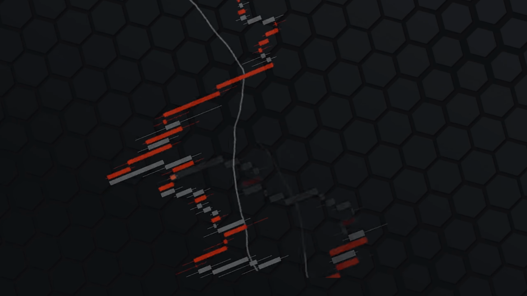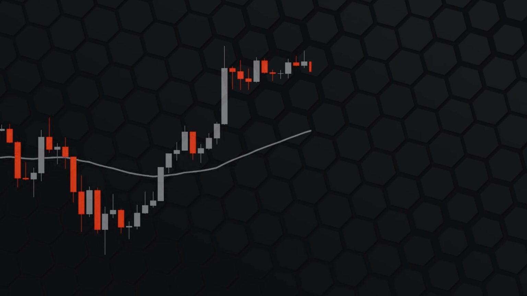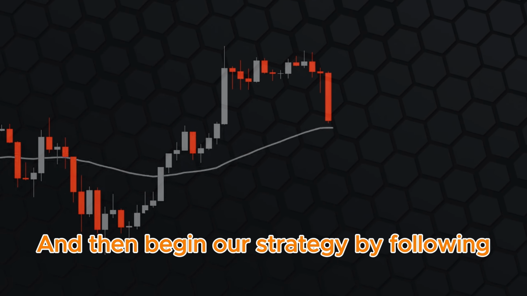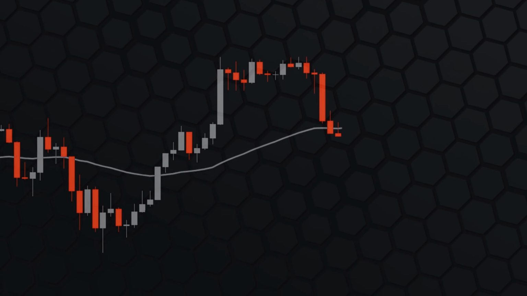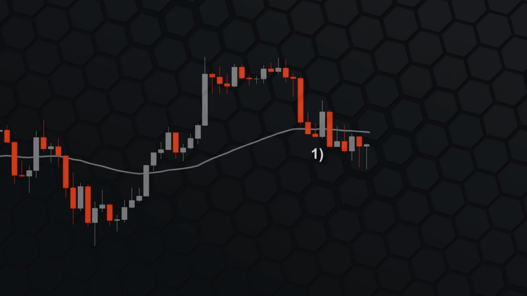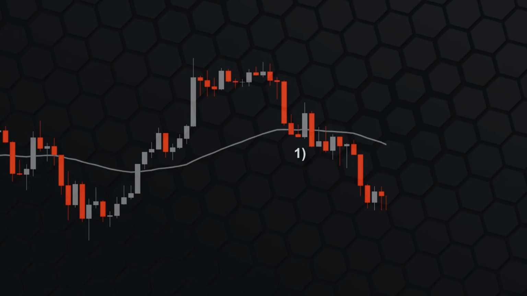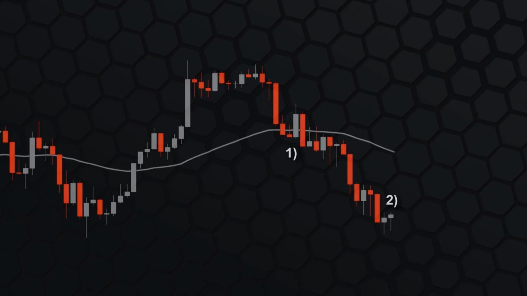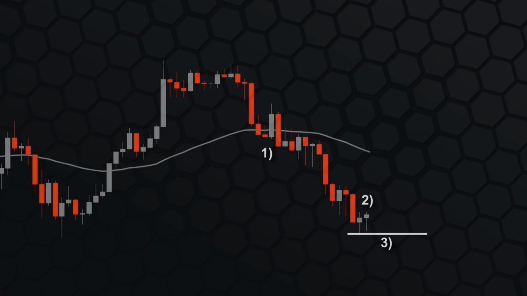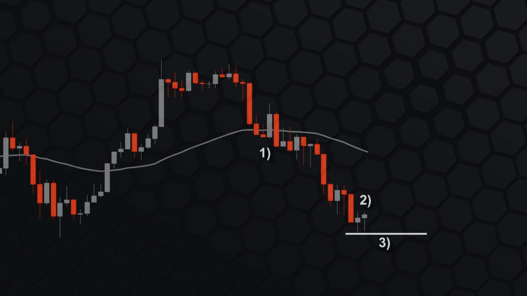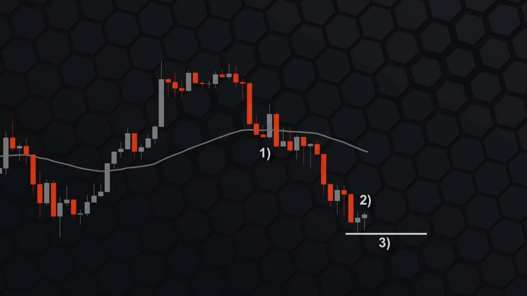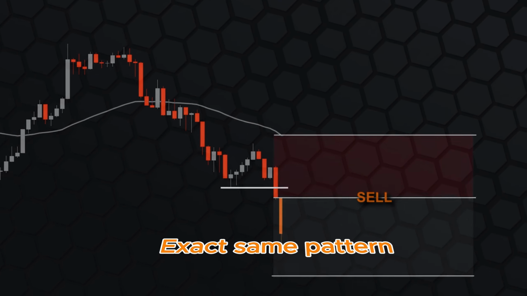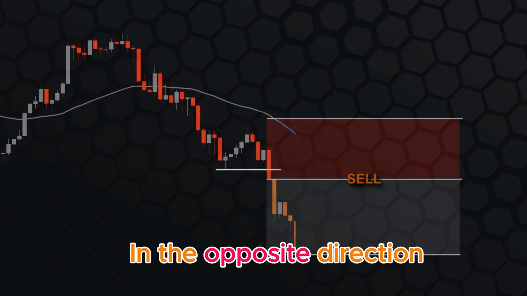If we take a chart that's trading above the 50 EMA, such as this one, wait for it to break below it, and then begin our strategy by following the exact same steps. In this case, we wait for the price to break below the 50 EMA. So when we get a dip below it, we're then going to look for 2 consecutive green candles, so that we can draw the horizontal line after the swing low. And then, when price reverses and dips below that low, that's where we have a sell opportunity. So it's the exact same pattern, but in the opposite direction.